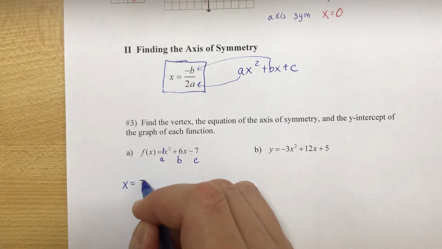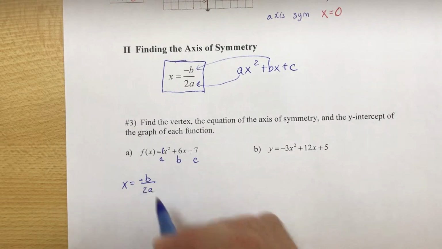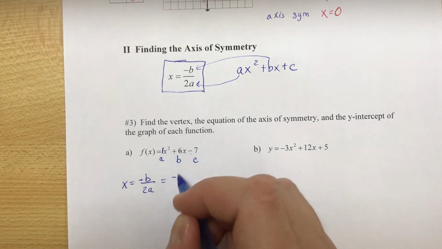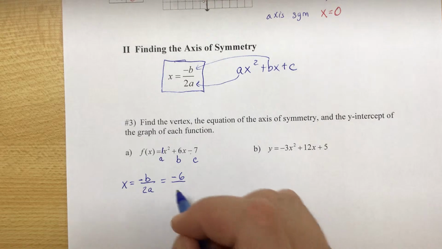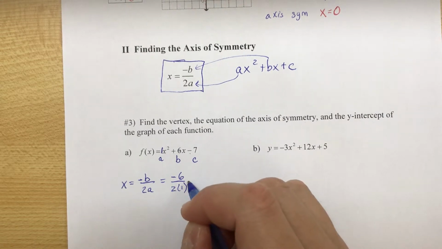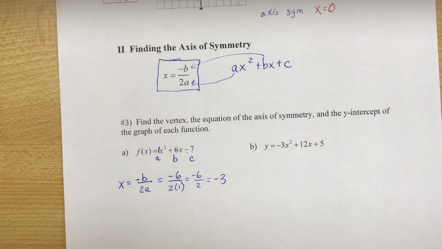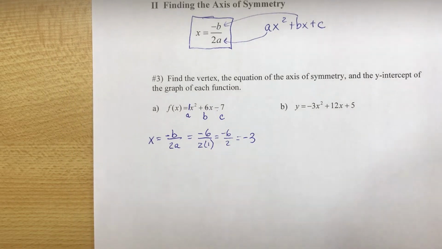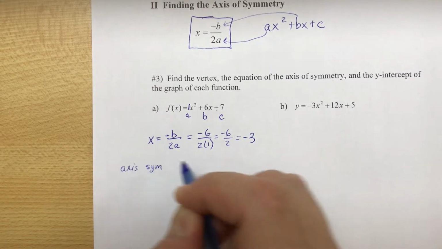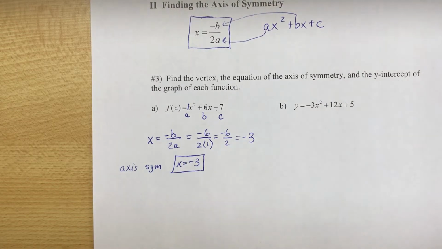The equation for the axis of symmetry is the opposite of b divided by 2 times a. So that would be the opposite of 6 divided by 2 times 1. So 2 times 1 is 2, and -6 divided by 2 is -3. Okay, so first of all, the axis of symmetry is x equals -3. That's the vertical line.